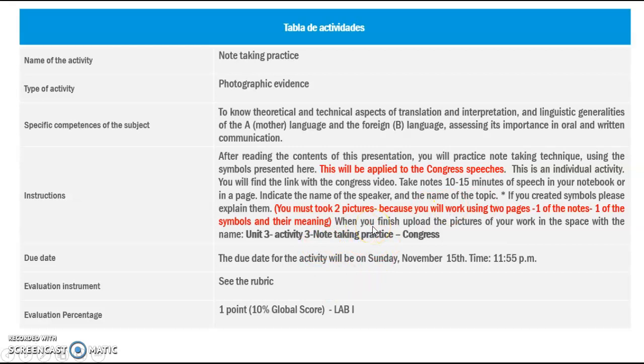So later you are going to upload those pictures in Canvas. This is basically what you are going to do. Apply note-taking techniques to the speeches in the Congress, and one page is going to be just for the symbols, and the other page is going to be used for the meaning. You have to explain to me the meaning of those abbreviations, of those symbols that you use.